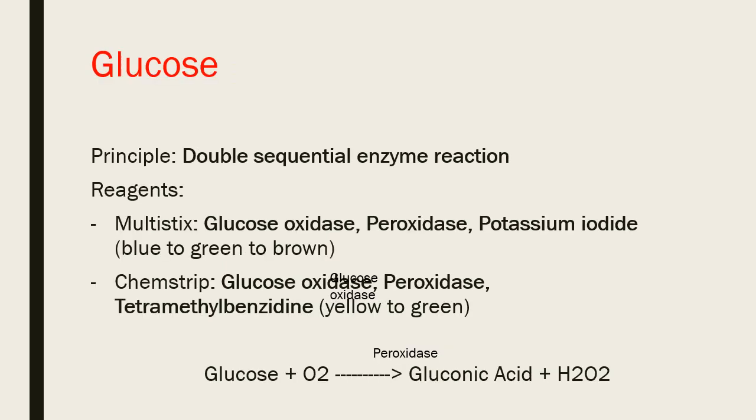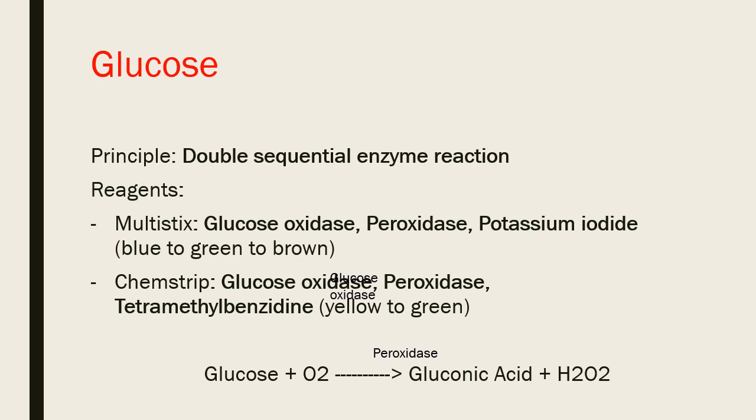Let's take a look at the principles employed in your reagent strips. You actually have 10 parameters, so let's take a look at your 10 parameters. But then, you also have 11 and 14. For the 11th pad, you have ascorbic acid. But first, let's take a look at the principle of your glucose.